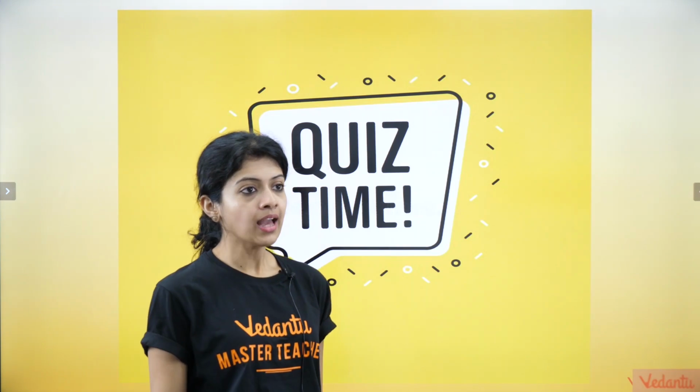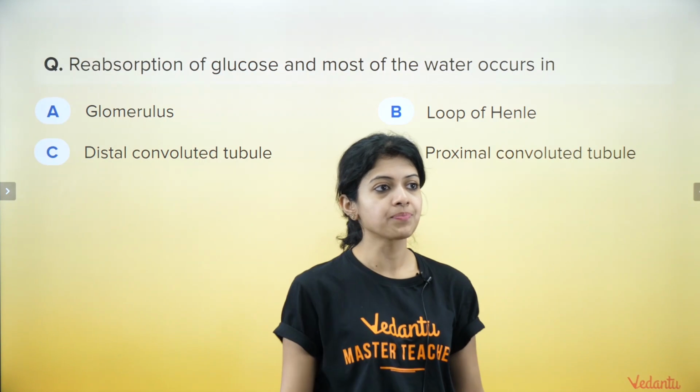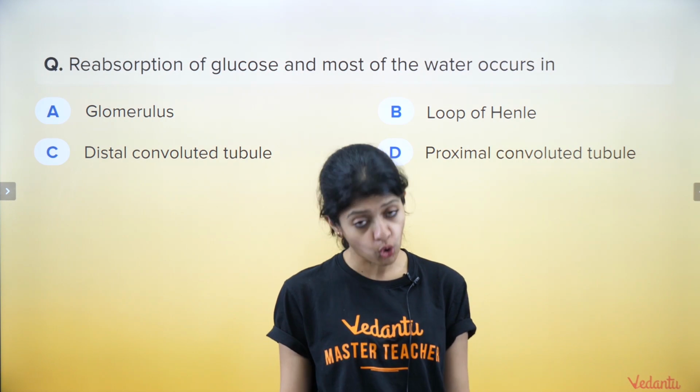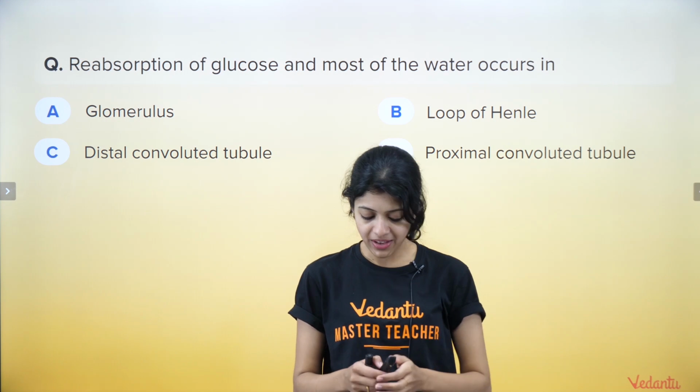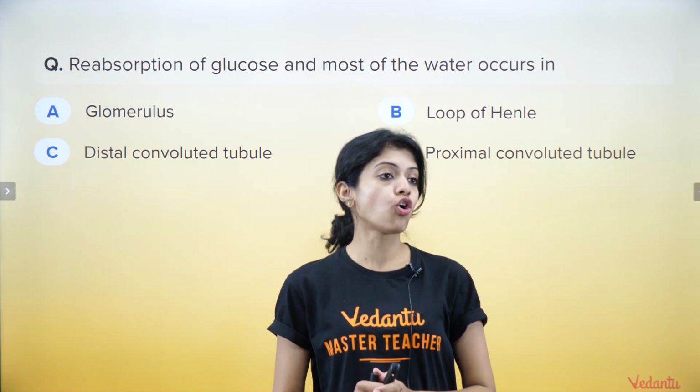Okay. And now a very quick quiz time to see how much you have understood. The first one: reabsorption of glucose and most of the water occurs in, tell me very quickly, which part of your nephron?